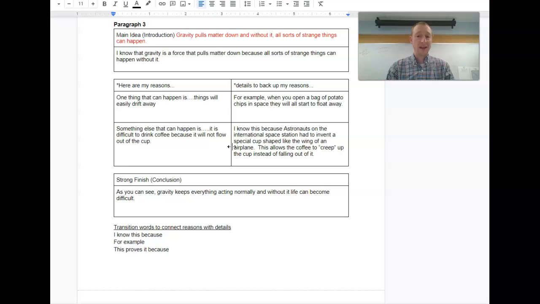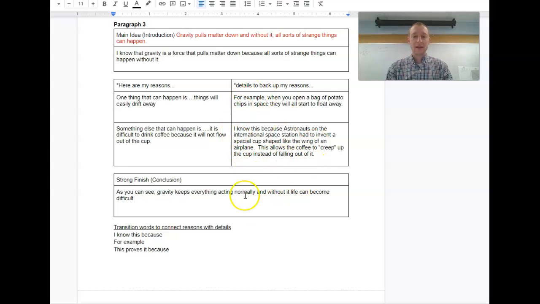And details to back it up is, I found that part in the reading about astronauts and how they have that special cup that's shaped like a wing of an airplane, so the water kind of creeps up the cup, so you don't pour it. And then I've got my conclusion here. As you can see, gravity keeps everything acting normally, and without it, life can become difficult. I've also got some transition words here. These are transition words to connect the reason with the detail. Things like, I know this because, for example, this proves it because. So we're saying, yep, here's my reason, and I can prove it because, or here's an example of it, okay?